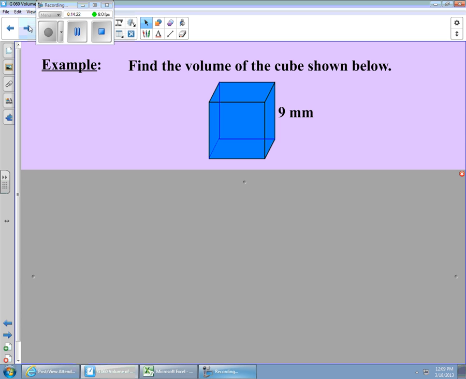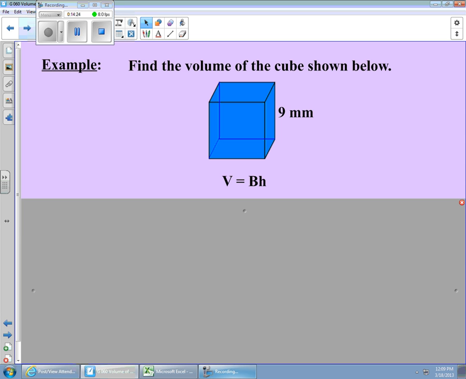Now the formula is going to remain the same. Volume equals big B little h. But a lot of questions start to arise on the cube. First off, where are the bases? What do you think? Yeah, they're all the same. So again, like the rectangular prism, we kind of have free reign to call anything that we want the bases.